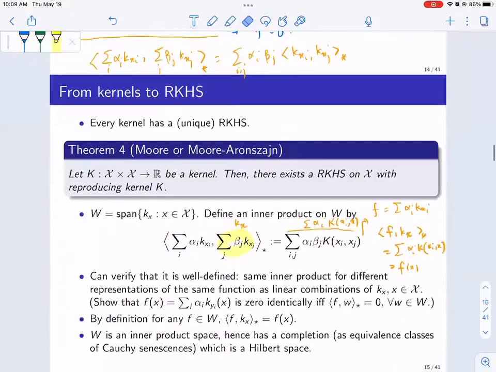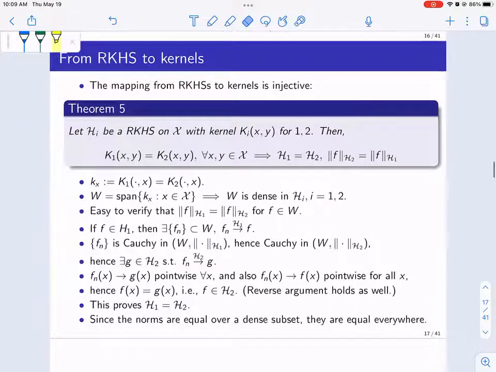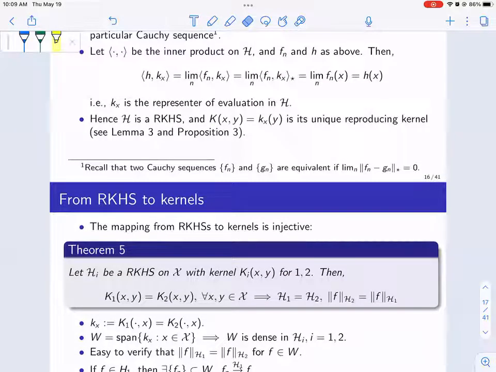So every kernel produces an RKHS, and that's how you construct it. The reverse is also true. What the other result is saying is that if this is the space of kernels, and this is the space of RKHSs, and there is a map, I don't know what we should call it, psi, that maps kernels to RKHSs, then this result is saying that psi is onto.